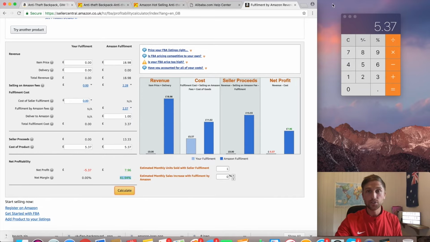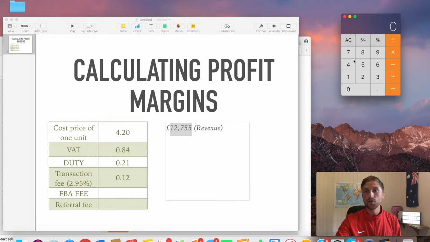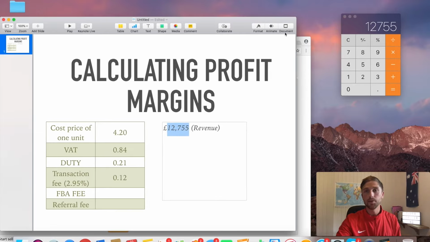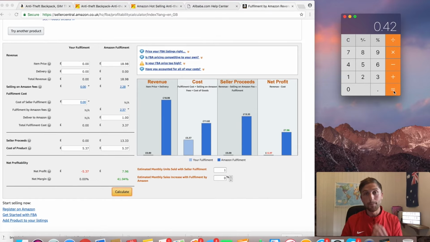So let's go back to our initial figure, right, of 12,755 in revenue. Now let's look at our profit margin, 42%. So we multiply the revenue by 0.42. This is going to give us the monthly profit that seller is making.